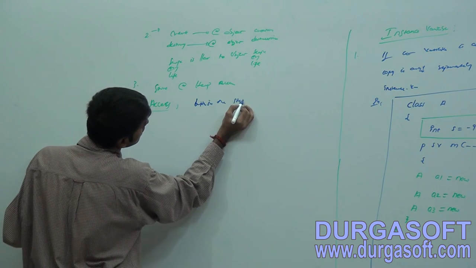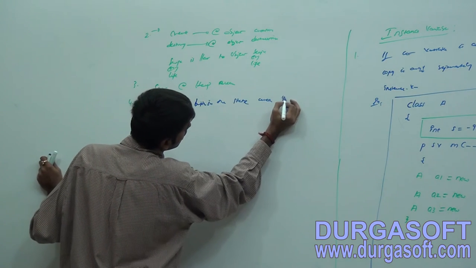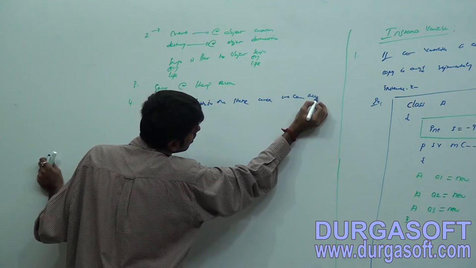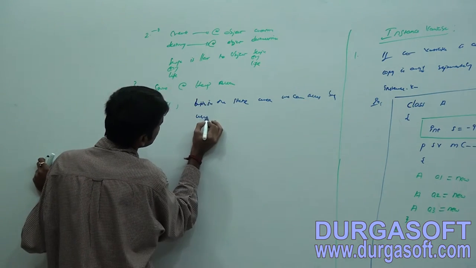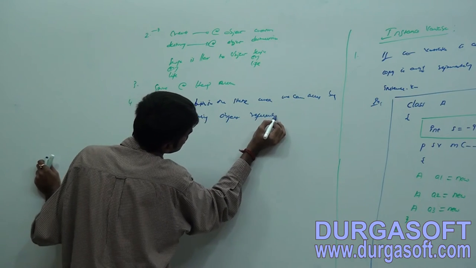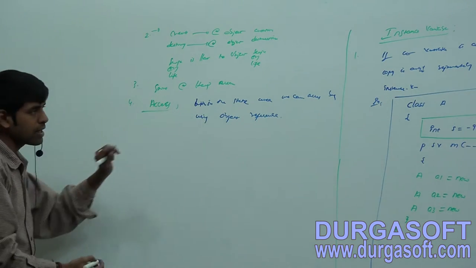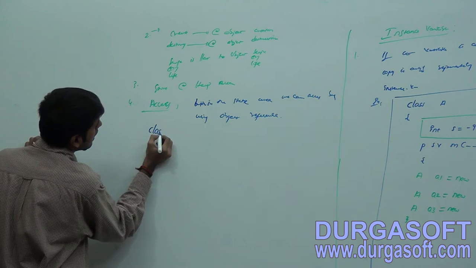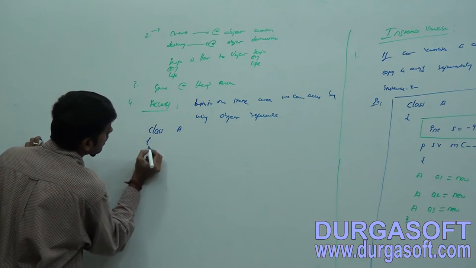Within the static area, we can access them by using what? By using object reference. Observe this code, friends. Class A.